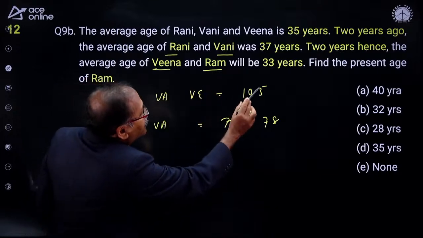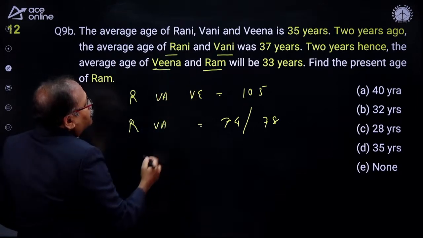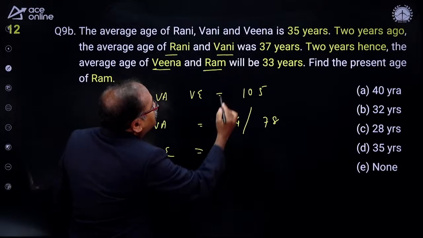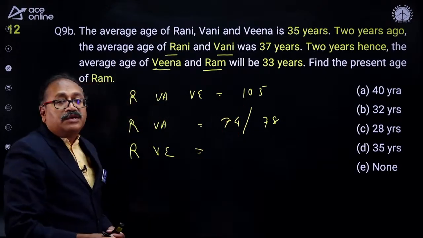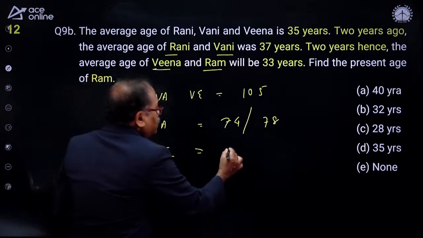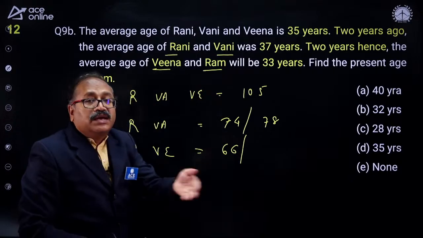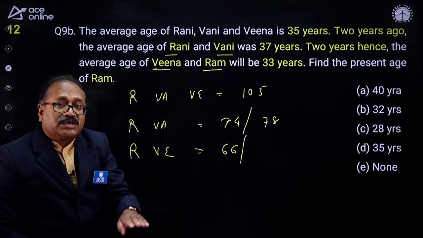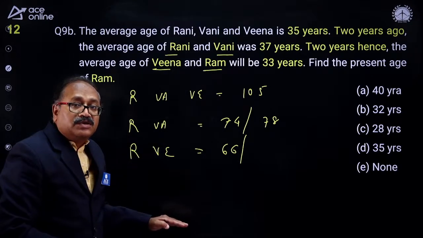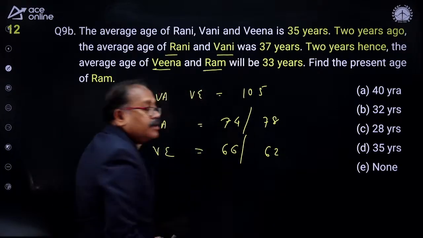And in a similar way, 2 years hence, the average age of Veena and Ram is 33. So the total will be 66. When this is 2 years hence, what will be the present? R will decrease by 2 and Veena will decrease by 2. The total will decrease by 4. So then it is 62.